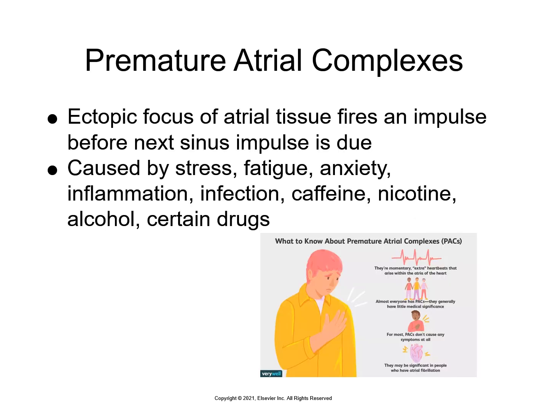Let's talk about premature atrial complexes. These are very common. This is called a PAC. It's an ectopic focus of atrial tissue that fires an impulse before the next impulse is due. So it's premature. It can be caused by stress, fatigue, anxiety, inflammation, caffeine, nicotine, alcohol, and drugs. So these are fairly common.